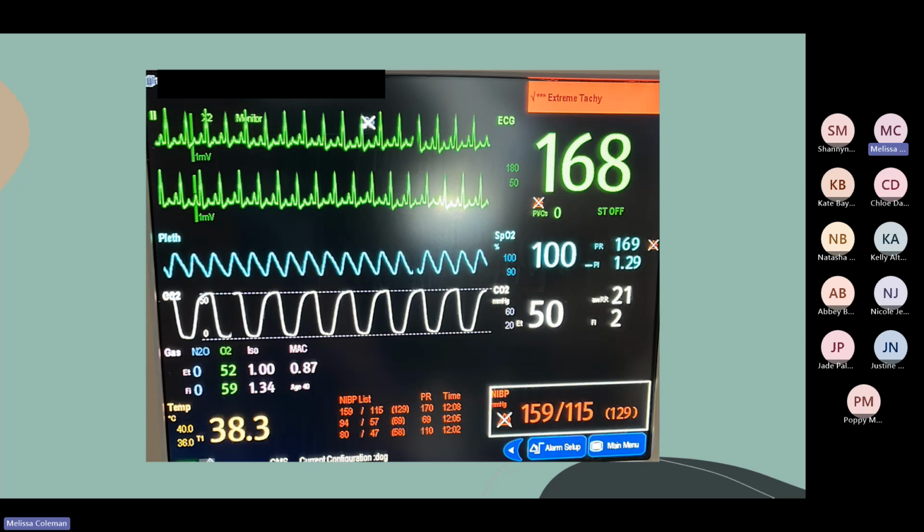The only time I would probably say to use atropine over glyco is if your heart rate has decreased very quickly and you think they're having some kind of vagal response. Use atropine just because it's quicker acting.